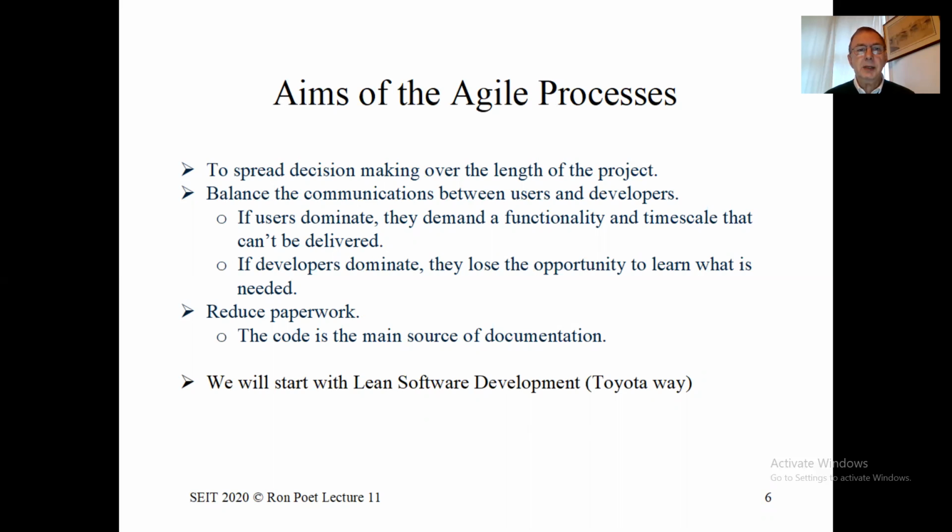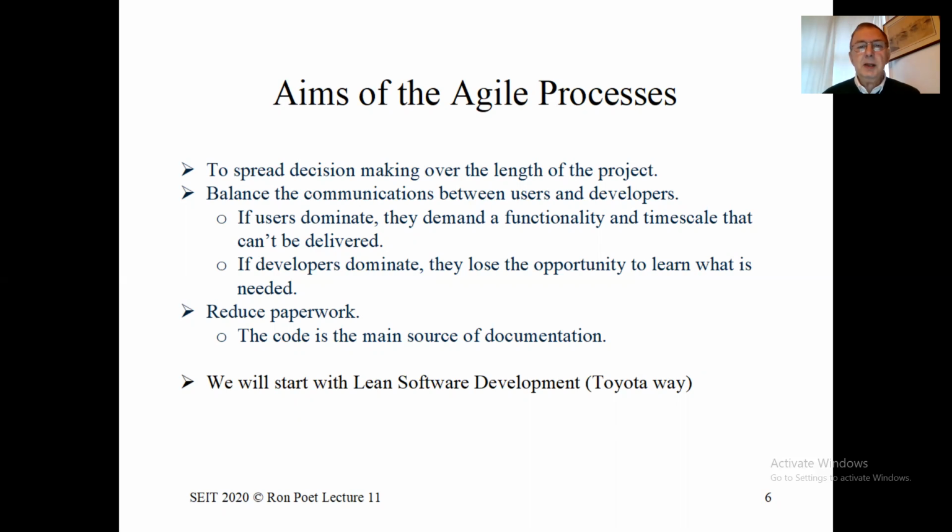So communications need to be improved, reduce paperwork. So in agile processes, the code is the main source of documentation. Documentation has a lot of problems, or too much documentation does. One of them is keeping everything consistent. If you make a change, then there's lots of documents that have to go and be edited. And typically, if there's a lot of documentation, no one keeps it up to date. And having out-of-date documentation is worse than not having the documentation at all.